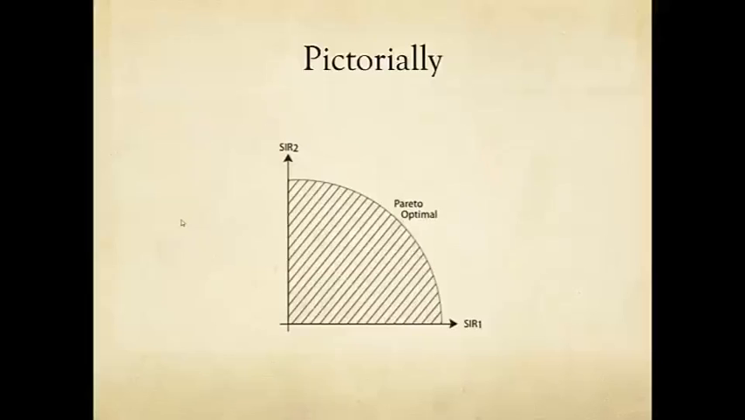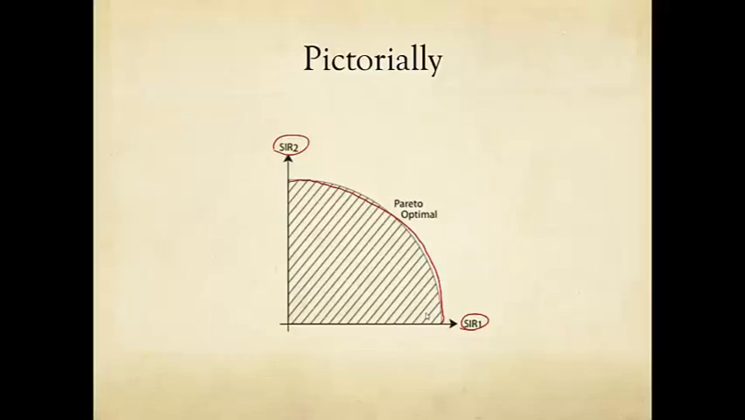Pictorially, what we are looking at in this case of transmit power control is visualizable in the following cartoon. Now, suppose we have just two users, so we can draw in a two-dimensional plane on a slide. The first user's SIR is on the x-axis, the second on the y-axis. And we have a shaded region here that denotes a set of feasible SIR values.